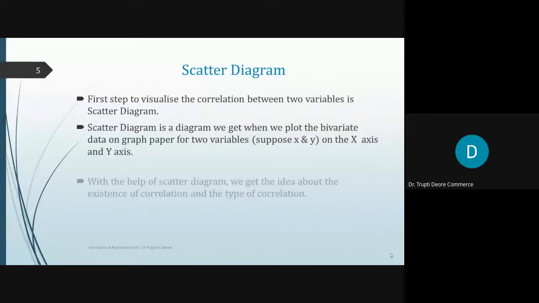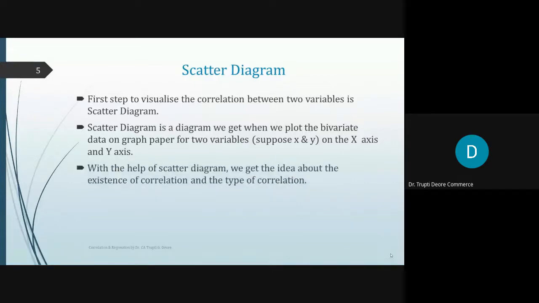With the help of scatter diagram, we get the idea about the existence of correlation and the type of correlation. With the structure of the diagram, we can define whether there is a positive relationship, or a negative relationship, or whether a correlation exists or not. It can be defined through the scatter diagram only. Its limitation is that it fails to give correct numerical value of correlation. It's a proper limitation of graph also.